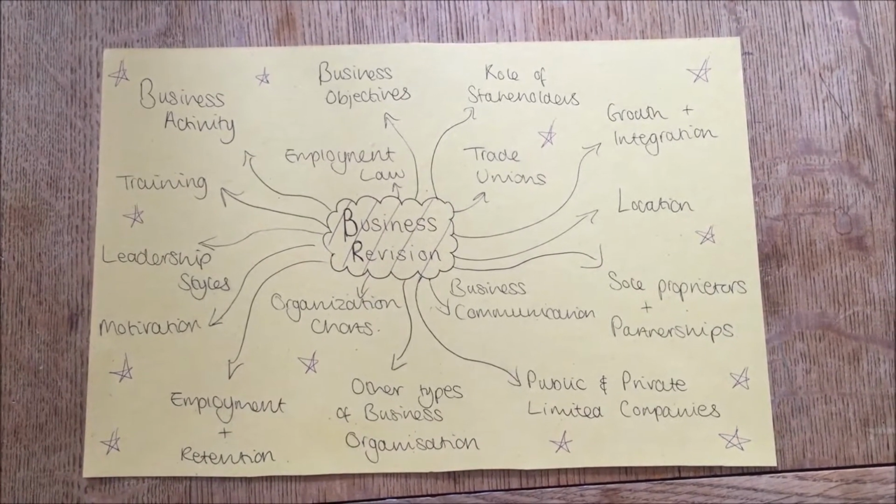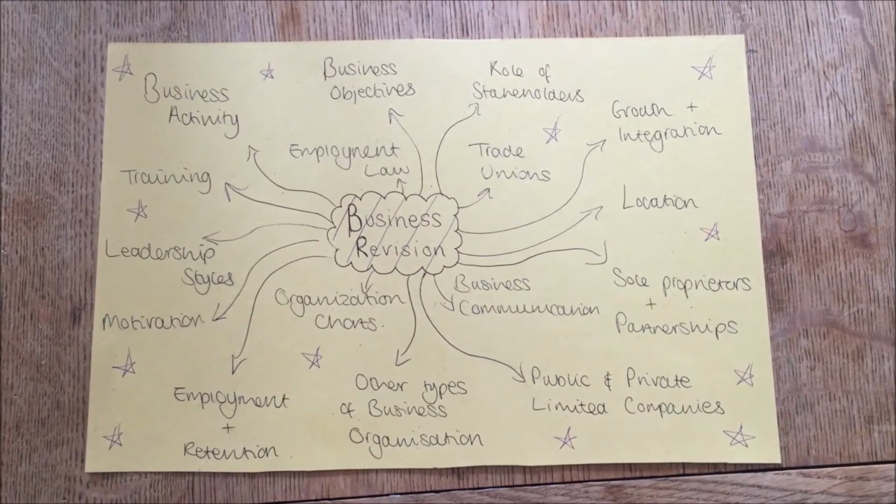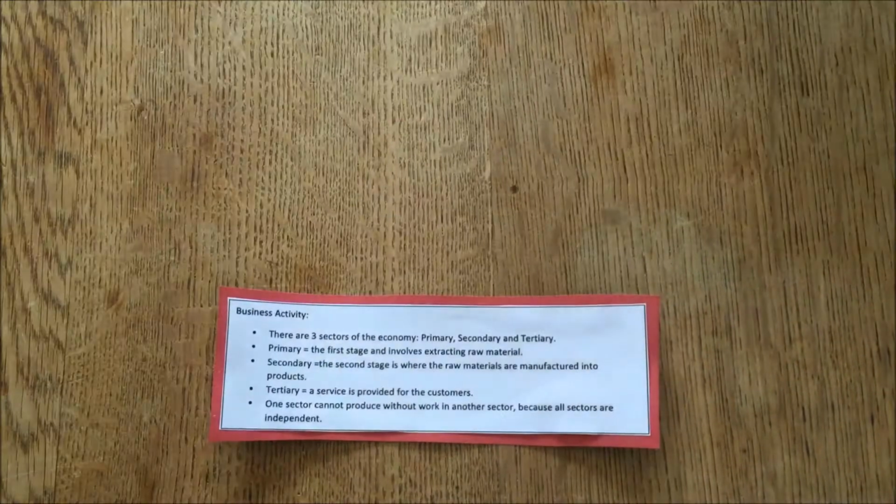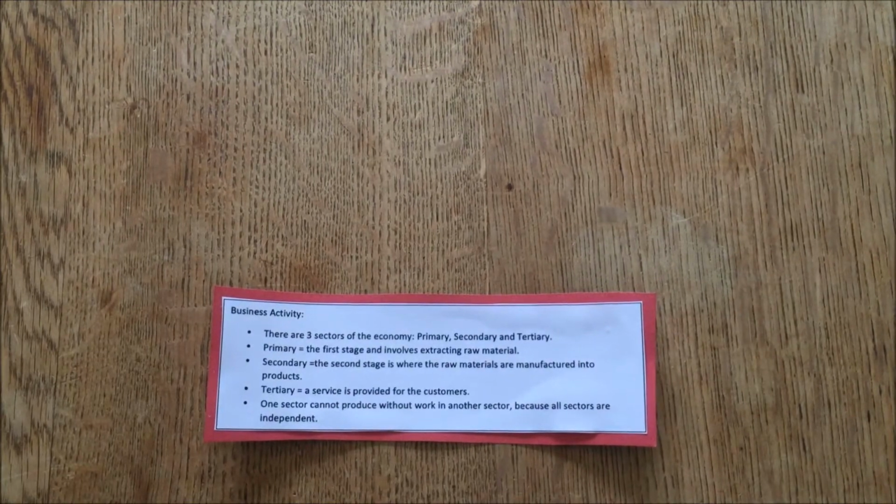In this video, we will be discussing key topics in GCSE Business Studies A292. Business activity. There are three sectors to the economy: primary, secondary and tertiary.